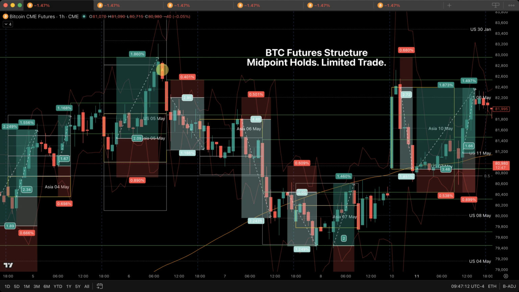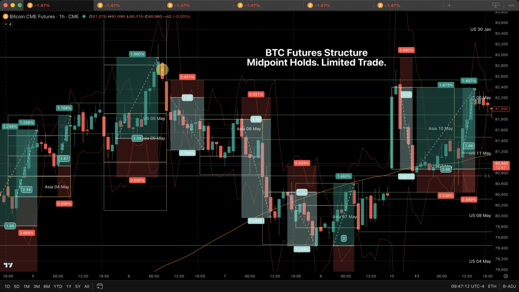Long entry line. May 11th U.S. session midpoint. Stop loss line. May 7th U.S. session lower boundary. Take profit line. May 6th U.S. session lower boundary. Trailing target. May 10th Asia session upper boundary. Risk-reward ratio 1.66.